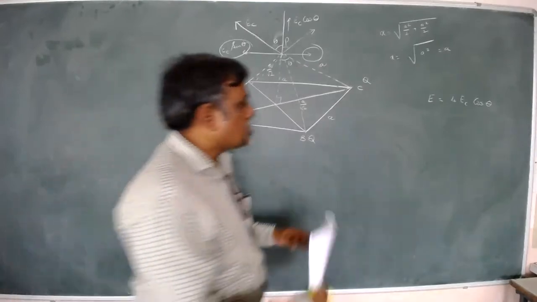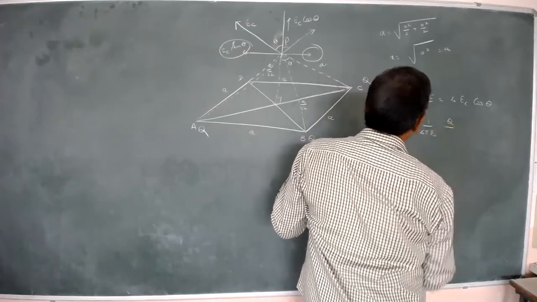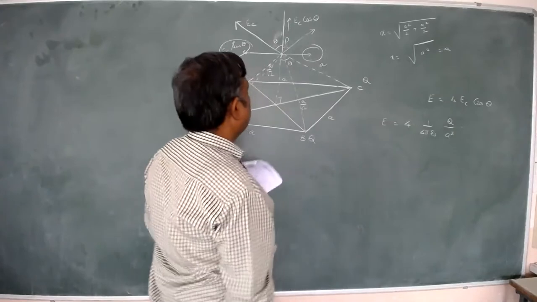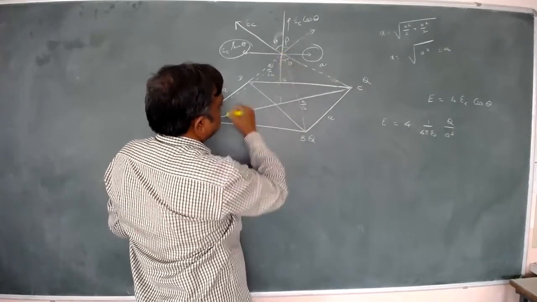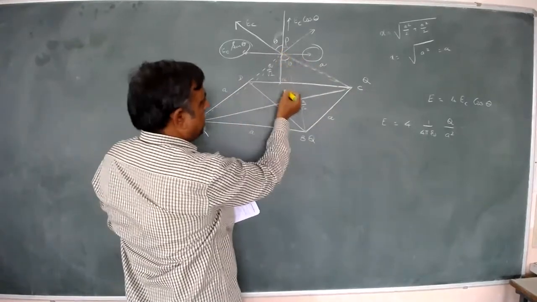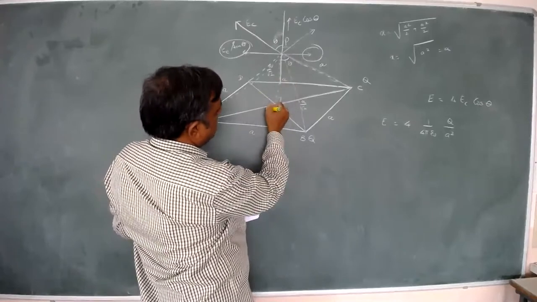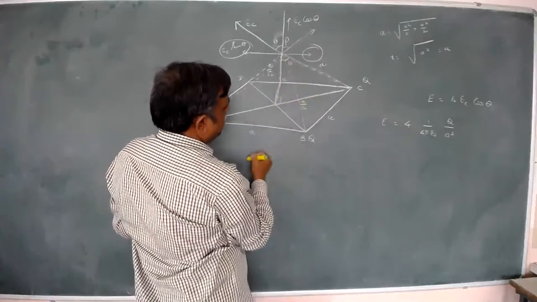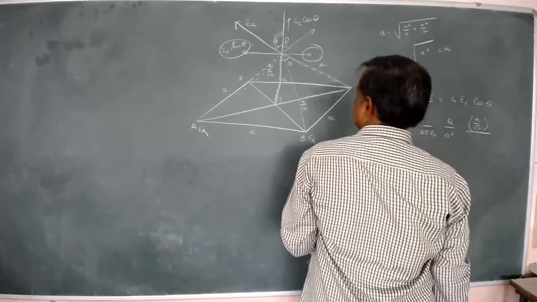Understood? Yes or no? Okay, so what is EC now? EC is 1 by 4 pi epsilon naught Q by, so what is the distance now here? A square, cos theta. Look at this. Cos theta is where? Look at the figure. This is theta. What is the opposite side? For this, the opposite side is given, A by root 2, by hypotenuse. What is the hypotenuse? A.